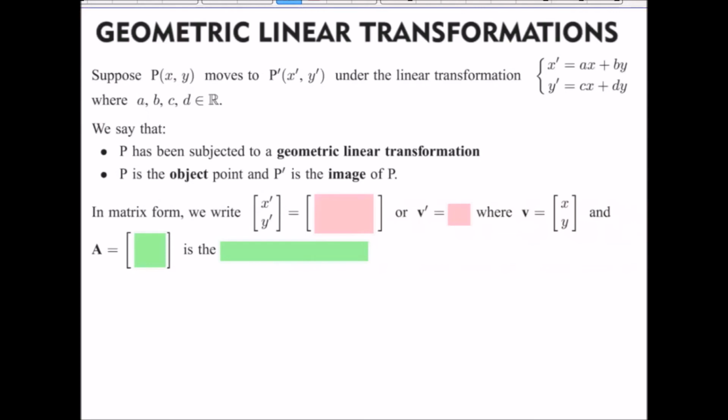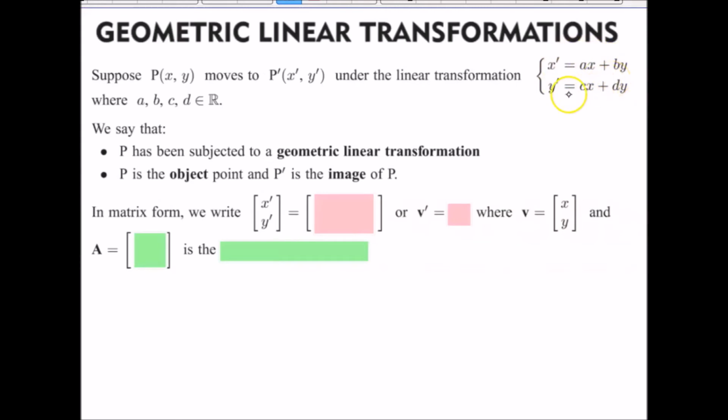Alright, so now looking at geometric linear transformations. This is where we start to apply things to our matrices. So point P, (x, y), and P dash is the image, (x dash, y dash). So we are transforming one point into another under this transformation. X dash is equal to A times X plus B times Y, etc.